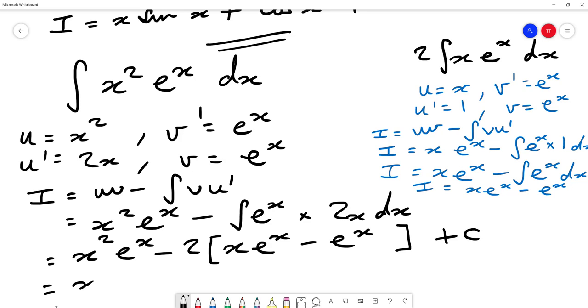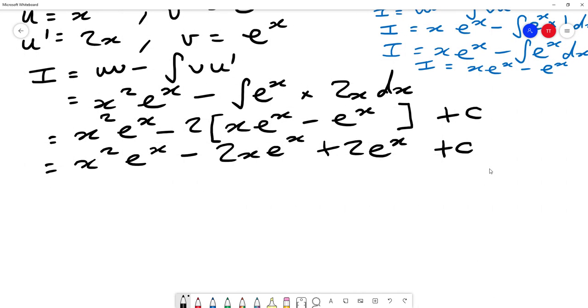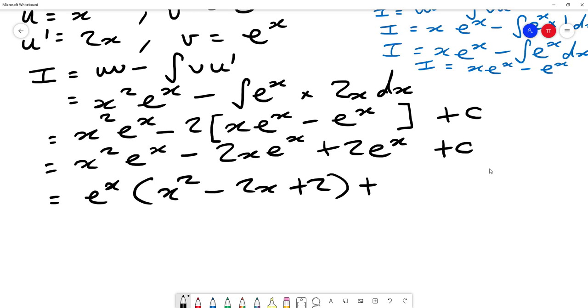So we get x squared e to the x minus 2x e to the x plus 2e to the x plus c. Then now we can take e to the x out as a common factor. So we get e to the x times x squared minus 2x plus 2, plus c, and we are done.